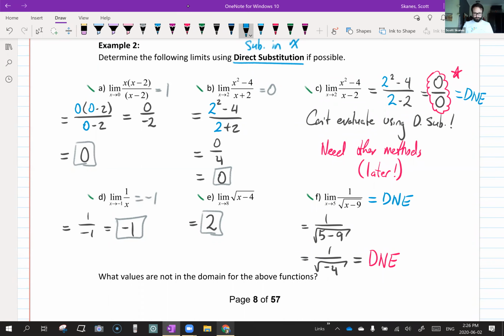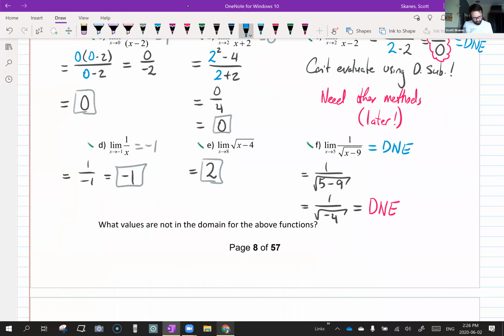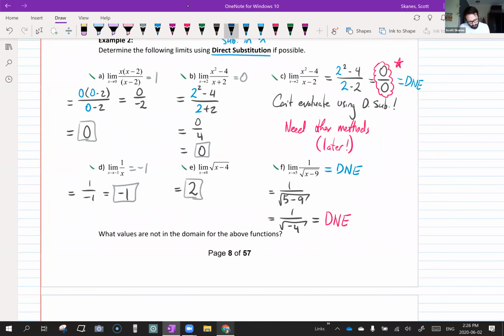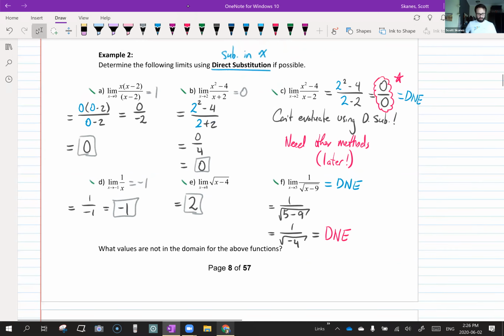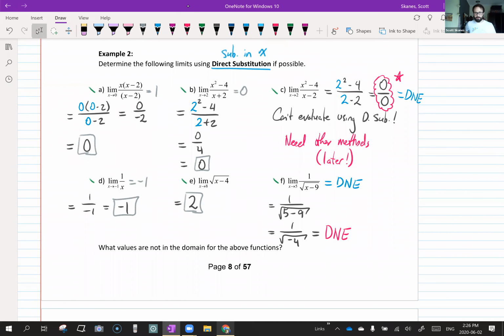Okay. What values are not in the domain for the above functions? Well, I'll just quickly talk about that. Well, before I do that extension part, can someone just tell me if you need anything else explained, or is this clear so far? You need to build on it.